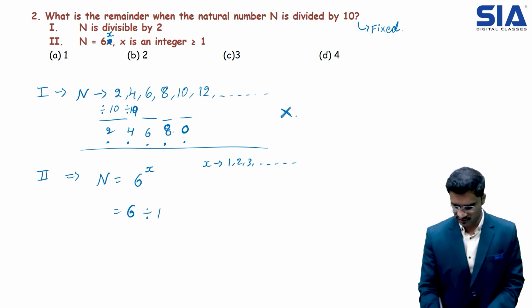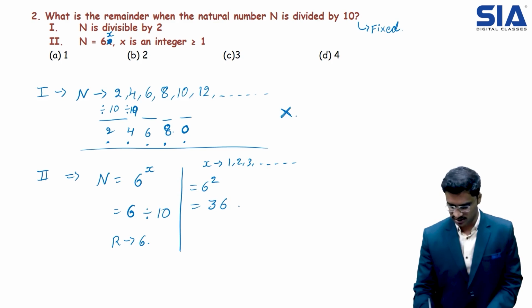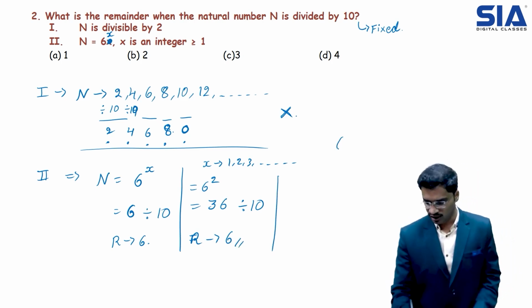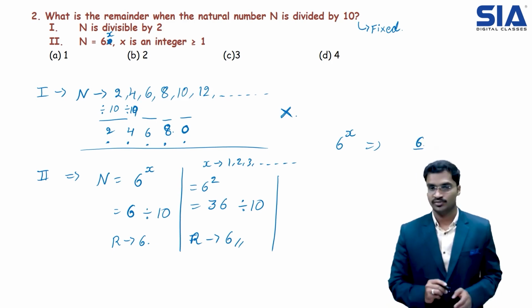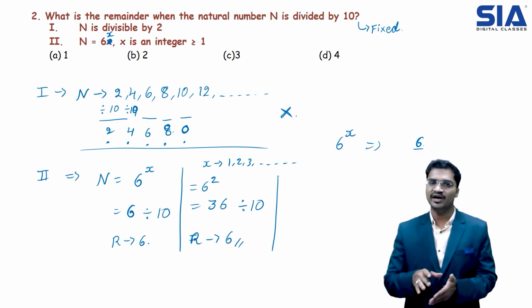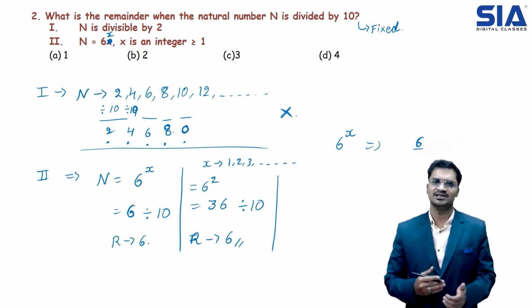So if 6 is divided by 10, our remainder is 6. In the same way, let us substitute the x value as 2. So 6 times 6 is 36. When 36 is divided by 10, our remainder value is 6. So simply saying, we know that whatever the power of 6 may be, it always ends with 6. And whenever a number ending with 6 is divided by 10, we know that the remainder is always 6.